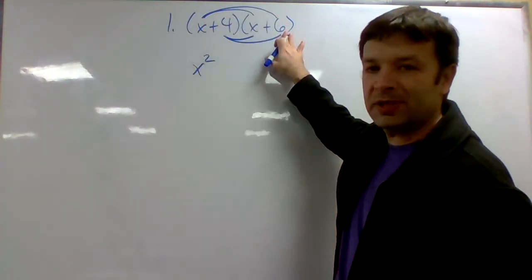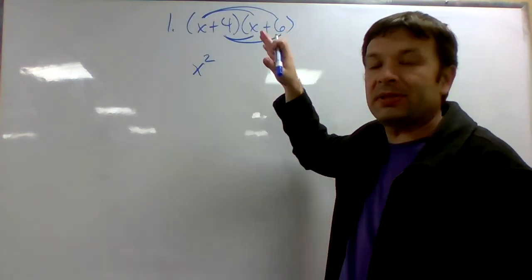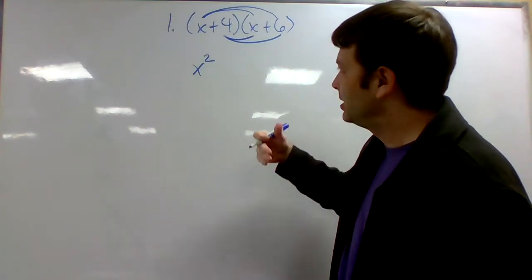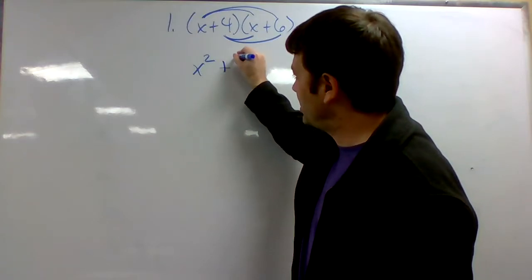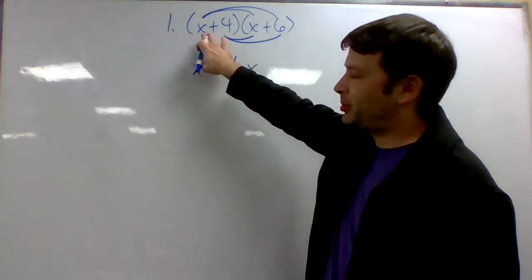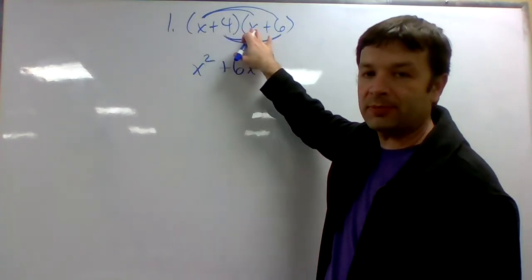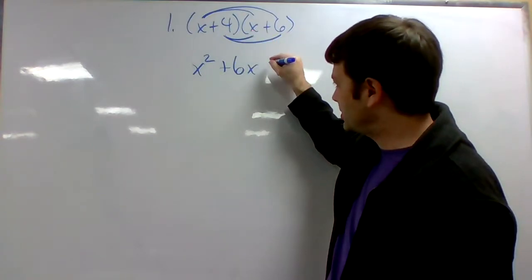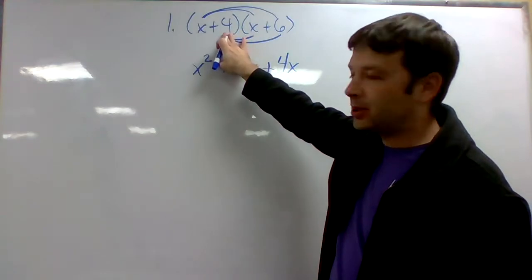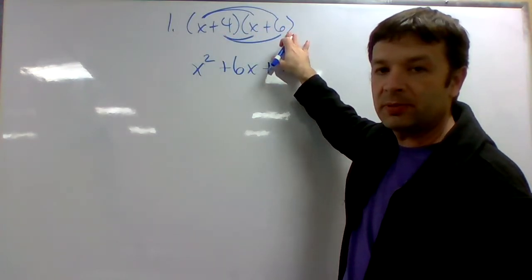Then I'll go here. What's x times 6? Well, we can't really do anything with x times 6, so you just call it 6x because we always put the number in front. And it's positive, so I'm going to put a plus 6x. So I multiplied x times both of these. Now I'm going to multiply 4 times both of these. What's 4 times x? 4x, and it's positive, so plus 4x. And then what's the last one? What's 4 times 6? Positive 24.